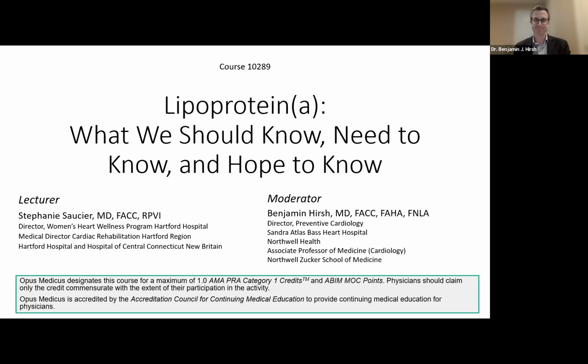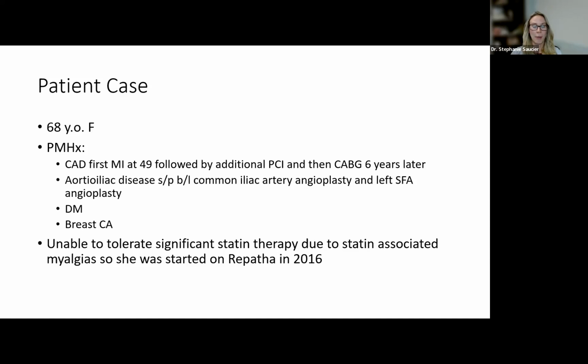Stephanie? Thank you so much for the wonderful introduction, and good evening, everyone. As we all are here to learn a little bit more about lipoprotein A today. So let's start. I'd like to start off with a patient case. This is one of my patients.